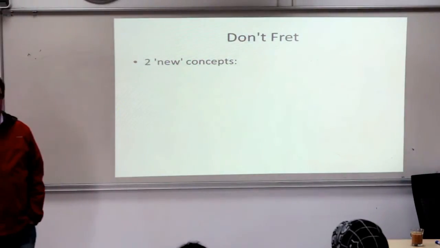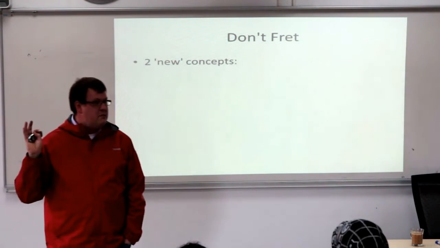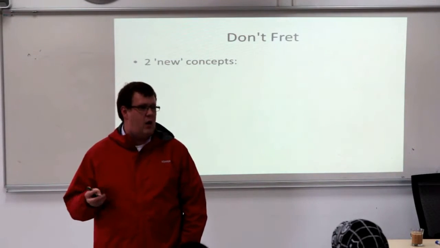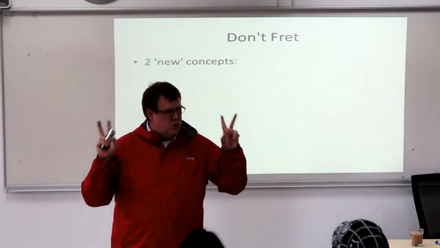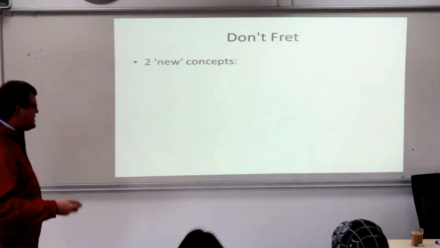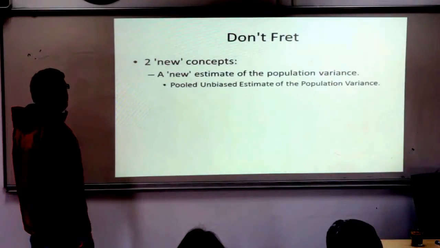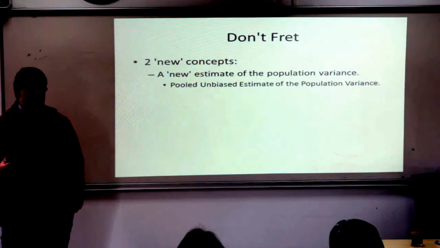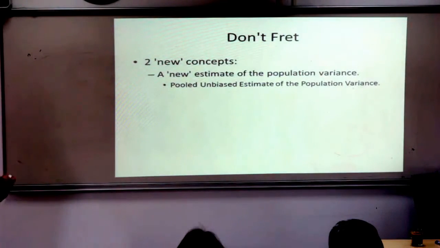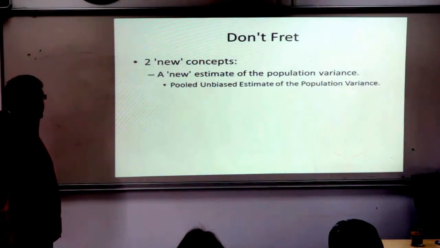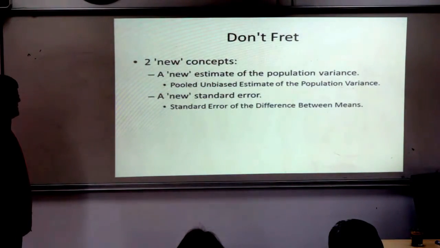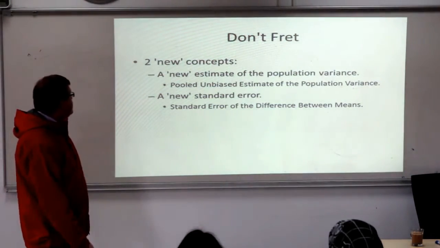Okay, now don't fret. We're going to be doing basically the same thing that we've been doing for almost a week now. There are only 2 new things. Not really new, they're just changes on the old, but it's going to be a little different from what we've been doing before. The new things, we're going to have a new estimate of the population variance. We're going to call this the pooled unbiased estimate of the population variance. We're going to have new standard error. So our new standard error, this is going to be the standard error of the difference between means.